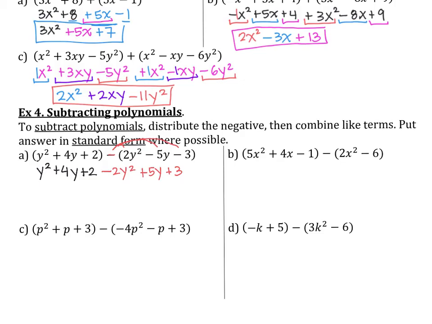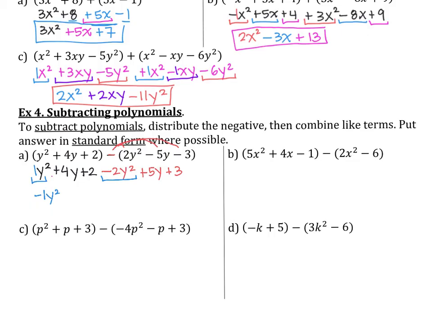Now that it is distributed, I'm going to look for like terms. The highest exponent is y squared. So 1y squared minus 2y squared. 1 minus 2 is negative 1y squared. Or you could just write negative y squared because we assume there's a 1 there even if it's not written.